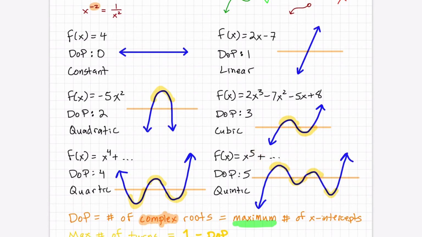Now over on the evens, notice they have the same end behavior. So if I'm falling on the right, I'm going to be falling on the left. With this quartic, I'm rising to the right, so I'm rising to the left. They have the same end behavior.